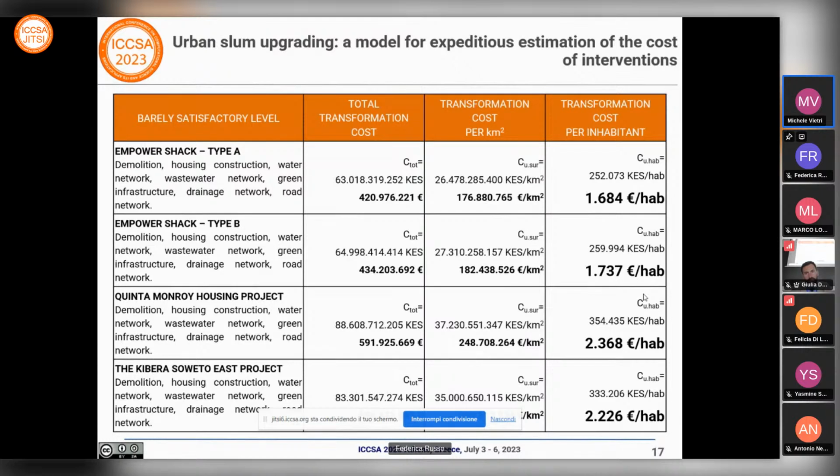For the barely satisfactory level of housing, water supply, sewerage network, drainage network, road network, and green infrastructure, depending on the type of housing used, we get transformation costs per inhabitant ranging from 1,700 to 2,400 euros.